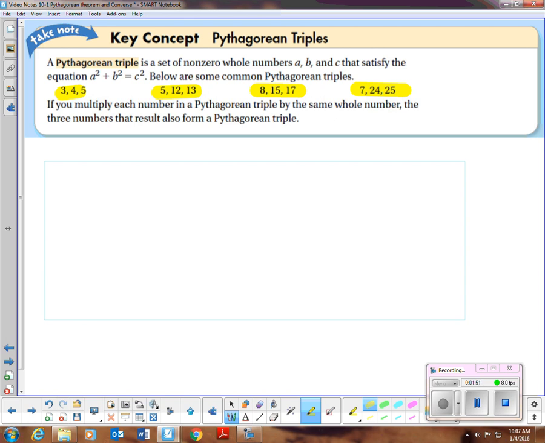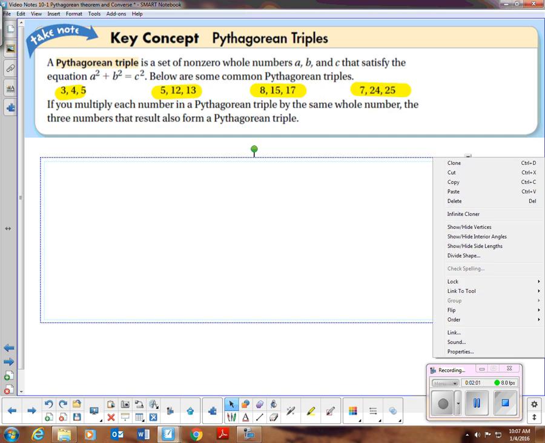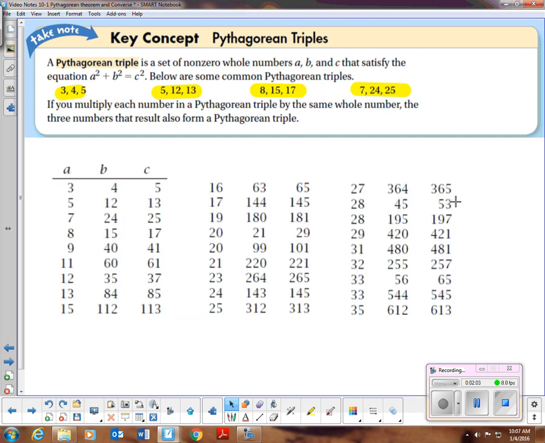Just to give you an idea of the list that I have, let's delete this off. Here's a nice long list, and that's just maybe 1/10 of what I have on my list. So these are the first four. There's the 3, 4, 5, 5, 12, 13, 7, 24, 25, 8, 15, 17. If you know those four, I'll be happy. Memorize them. I may ask you to write them down on something.